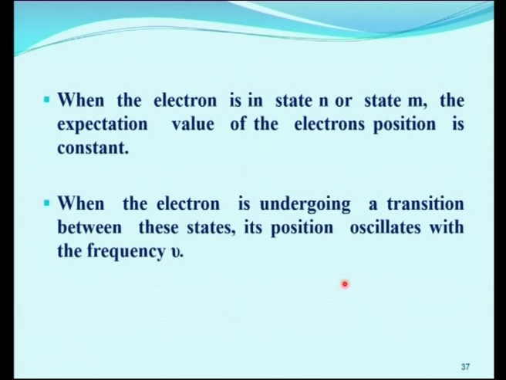When the electron is in state n or state m, the expectation value of the electron position is constant. When the electron is undergoing a transition between these states, its position oscillates with the frequency nu. Such an electron, of course, is like an electric dipole. Electric dipole means two poles. So, the distance between the positive pole and the negative pole, we call it a dipole, that is an electric dipole. It radiates electromagnetic waves of the same frequency nu. So, this result is the same as that postulated by Bohr and verified by experiment.